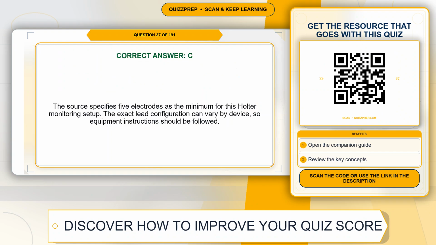Explanation. The source specifies 5 electrodes as the minimum for this Holter monitoring setup. The exact lead configuration can vary by device, so equipment instructions should be followed.